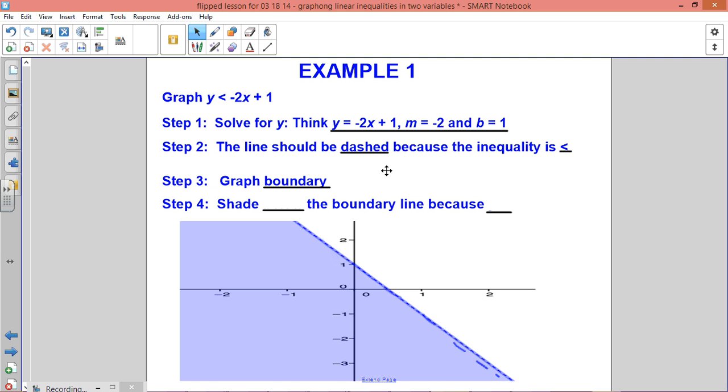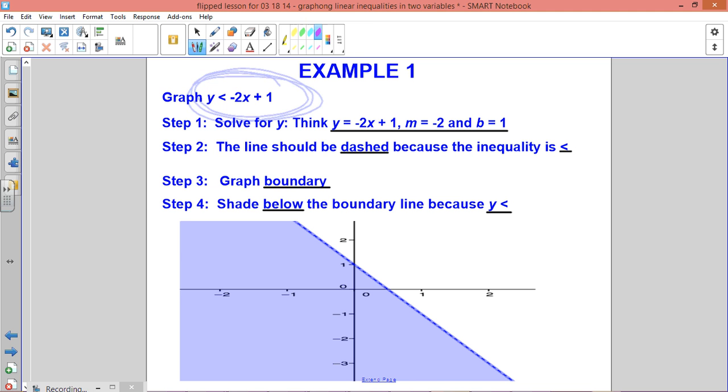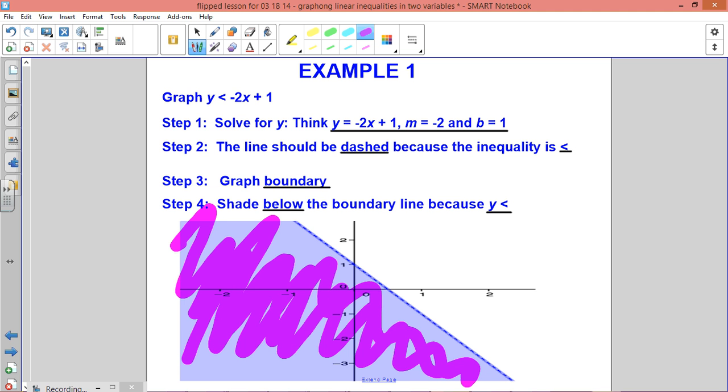And fourth, I need to decide which side to shade, above or below. Well, because I have y is less than right there, which comes from up here, then I know I need to shade below the line. And so I'm going to use my highlighter. I just shade everything under the line because these are all possible solutions.